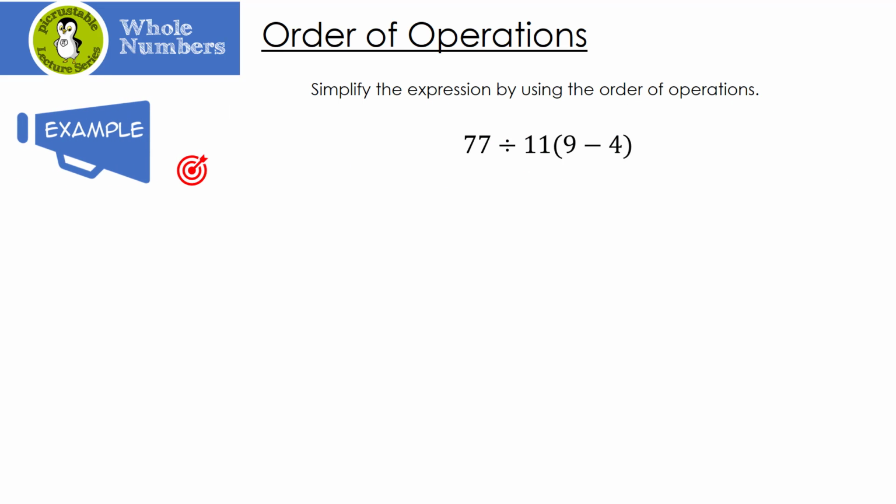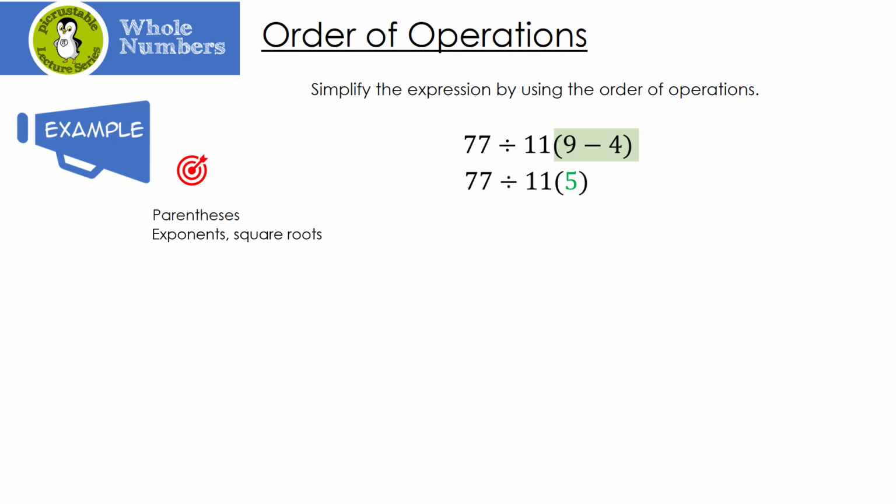Let's look at our next example. Once again, we're going to simplify the expression by using the order of operations. Do we have any parentheses? Yeah, we do. We need to take 9 minus 4. 9 minus 4 is 5. Do we have any more parentheses? We have this parentheses right here. But since it's just a number, there's no operation. That means there's no adding or subtracting, multiply, or divide. We're going to continue to the next order of operations.